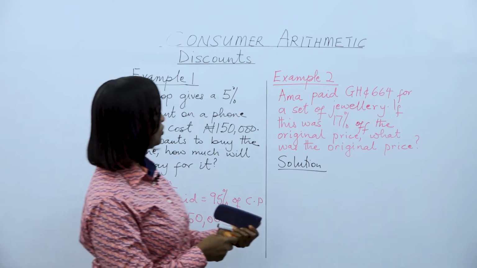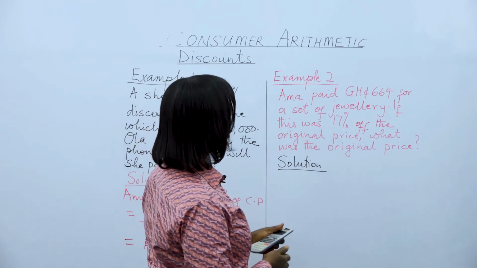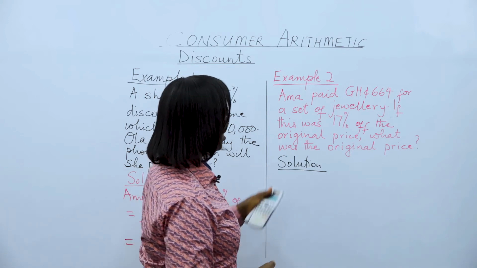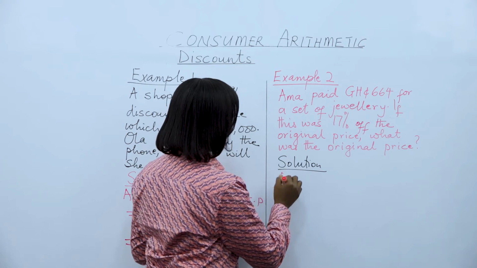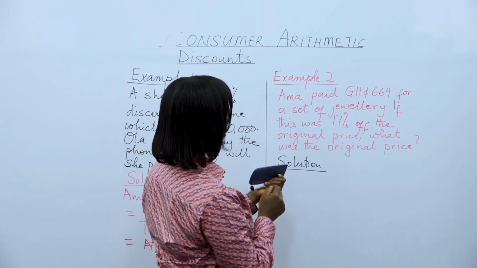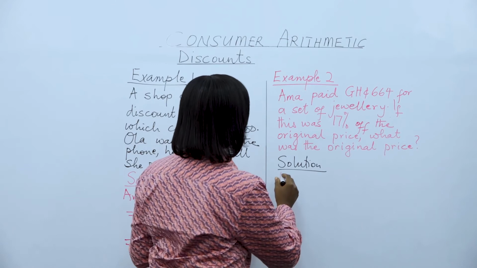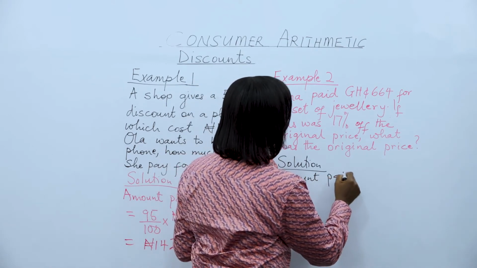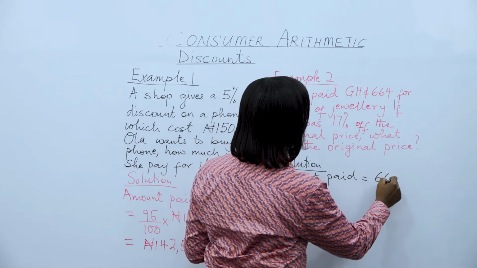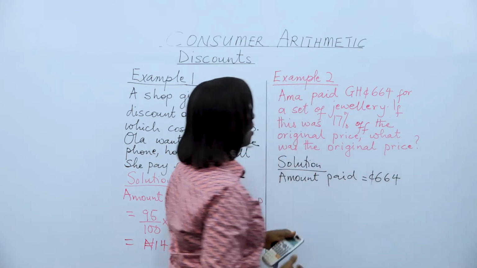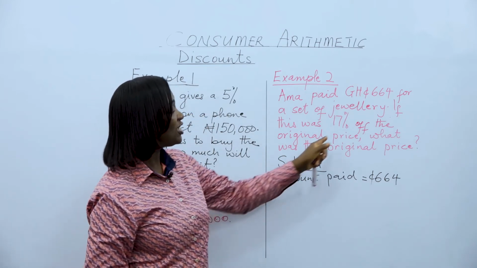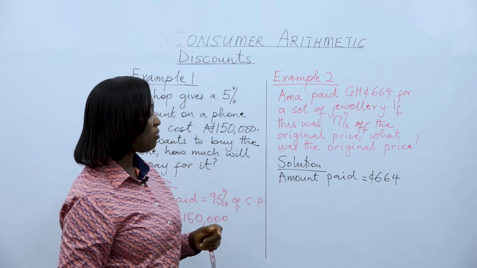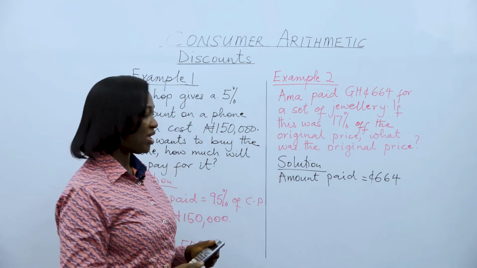In example 2, Amma paid that 664 Ghana cedis. So amount paid is equal to 664 Ghana cedis, but this is actually after 17% has been taken off. So since we don't know the original price, let the original price be X.